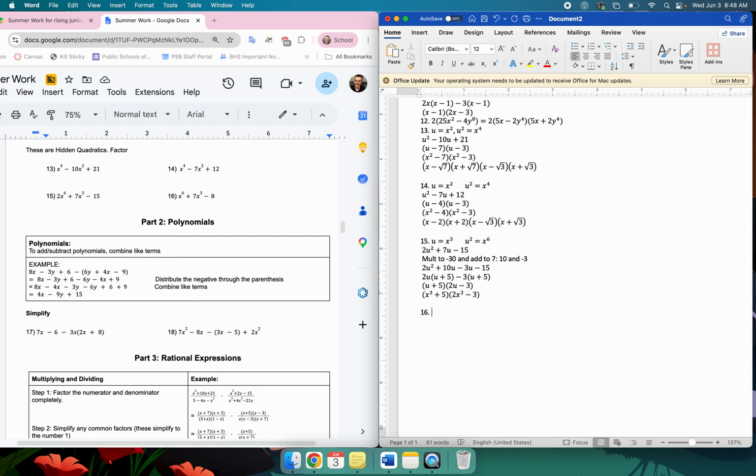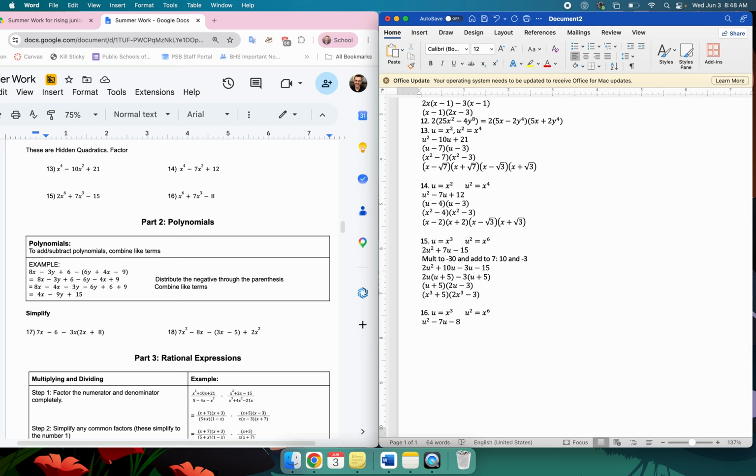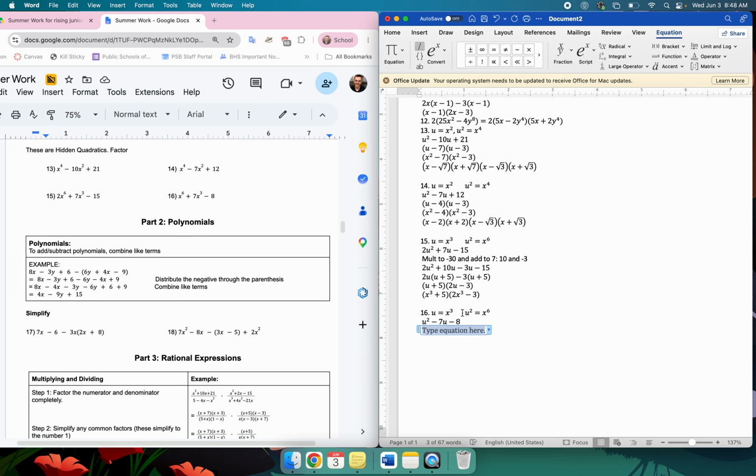Looking at number 16, again, I would choose u to be equal to x to the 3rd, which means that u squared is going to be x to the 6th. So our expression becomes u squared minus 7u minus 8. This has a lead coefficient of 1, so I'm just looking for a pair of numbers that multiply to negative 8 and add up to negative 7. That's negative 8 and 1, right? So u minus 8 times u plus 1. Then I need to switch back to x's, so that's x cubed minus 8 times x cubed plus 1.